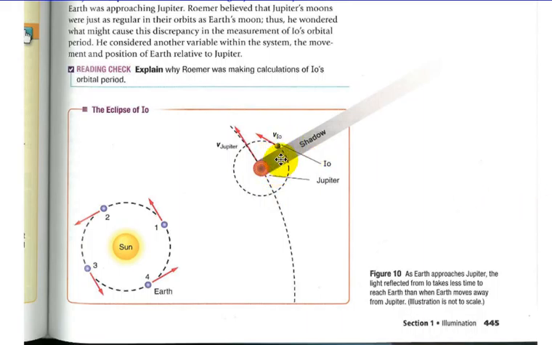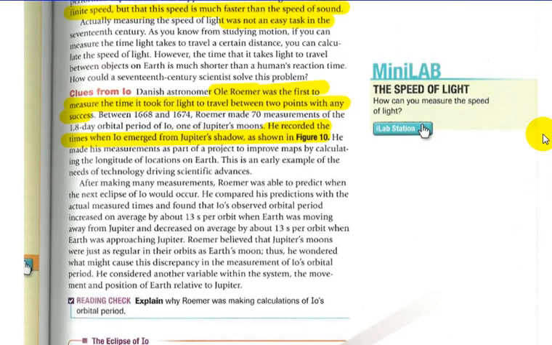So you can measure how long it took for it to go from shadow to just appearing on this side of Jupiter when you're on the Earth. Okay? He recorded times when Io emerged from Jupiter's shadow. He made his measurements as part of a project to improve maps by calculating the longitude of locations on Earth. This is an early example of technology driving scientific advances.